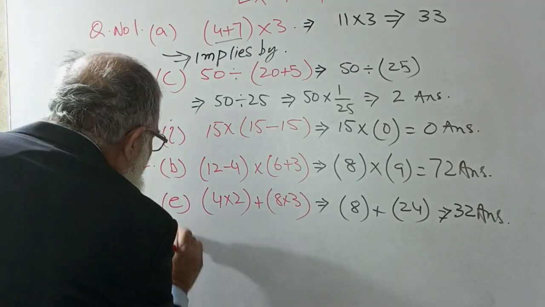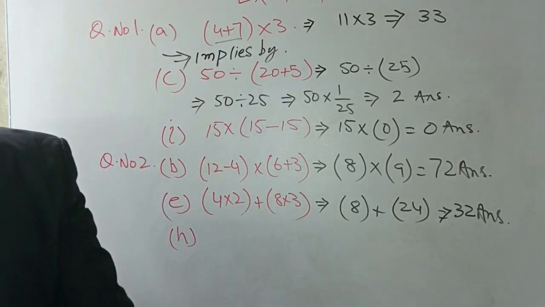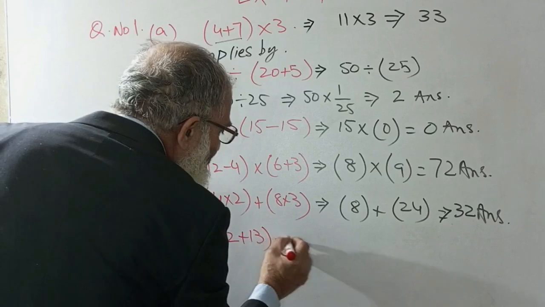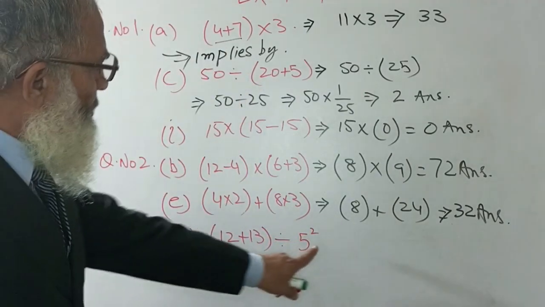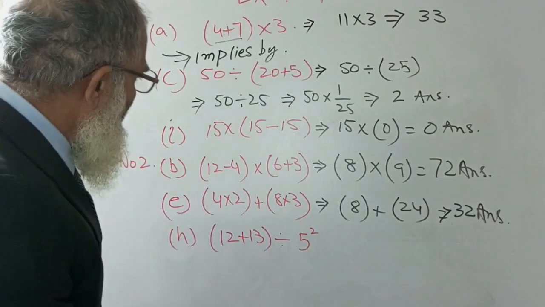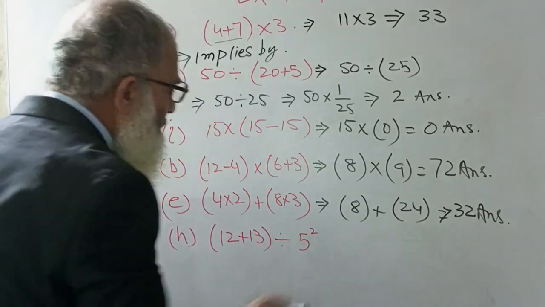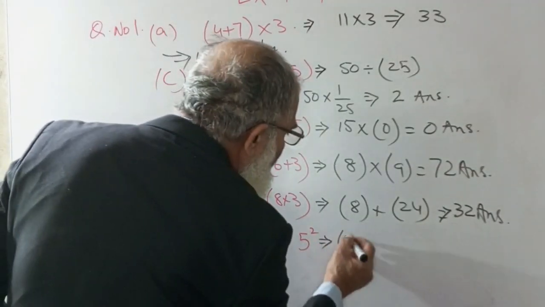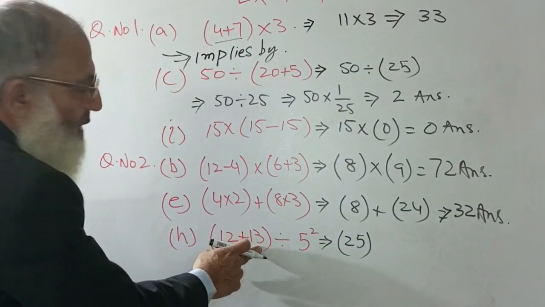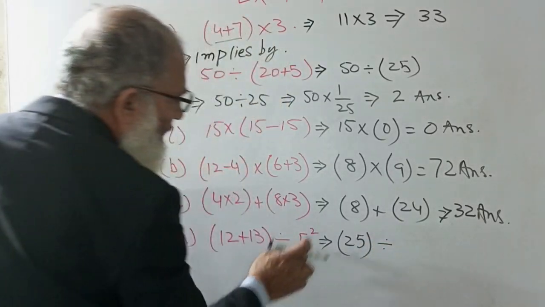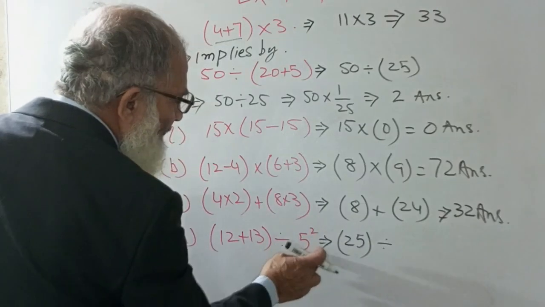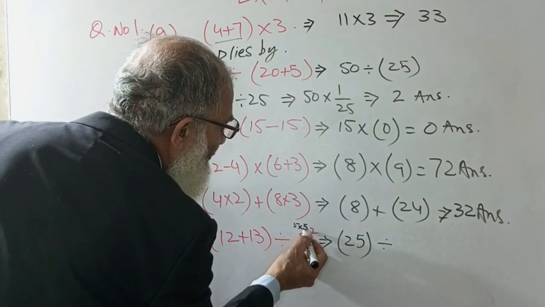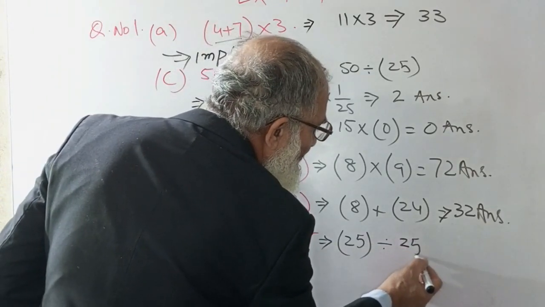And the interesting part coming up is part H. 12 plus 13, and it is being divided by 5 the whole square. We should see that we have come up with one power. Now we have to do it like this. That becomes 25. 12 plus 13 is 25, and it is divided by 5 square. 5 times 5. That means 5 times 5. No, it is 25 again.